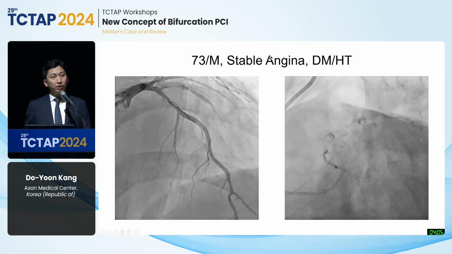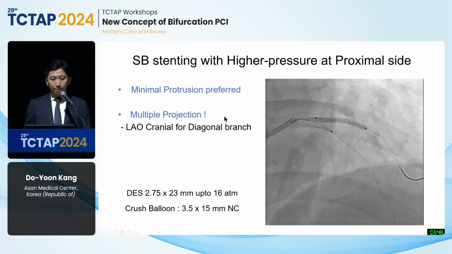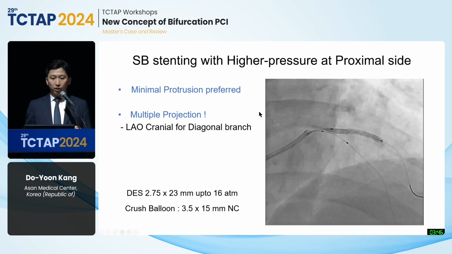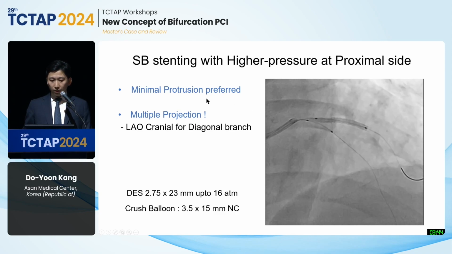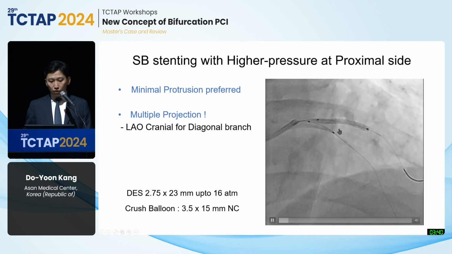So I decided to treat this patient with a two-stent technique. The most important thing is aggressive pre-lesion modification, especially in the severely calcified lesion. I used a 2.75 NC balloon in the side branch and opened the ostium. And then the side branch was treated with a 2.75 by 23 millimeter drug eluting balloon.